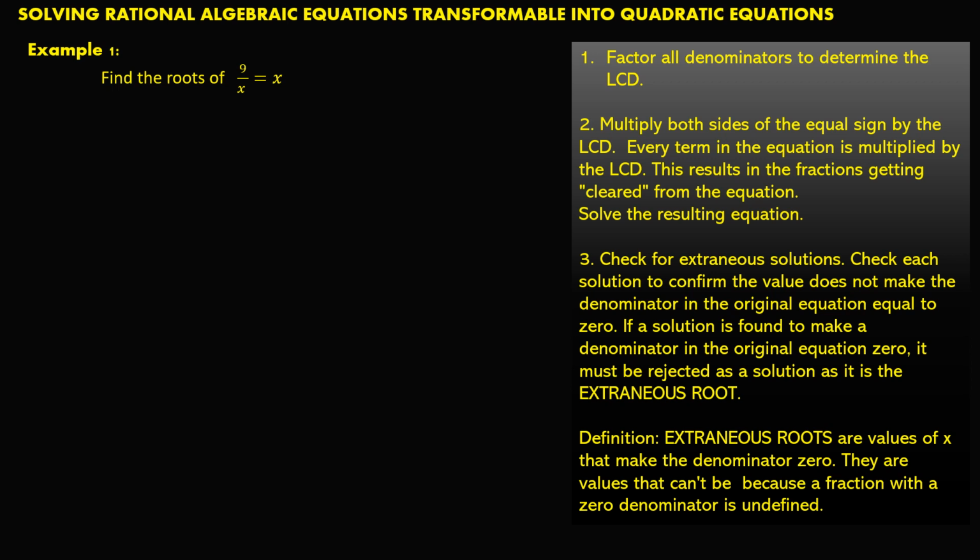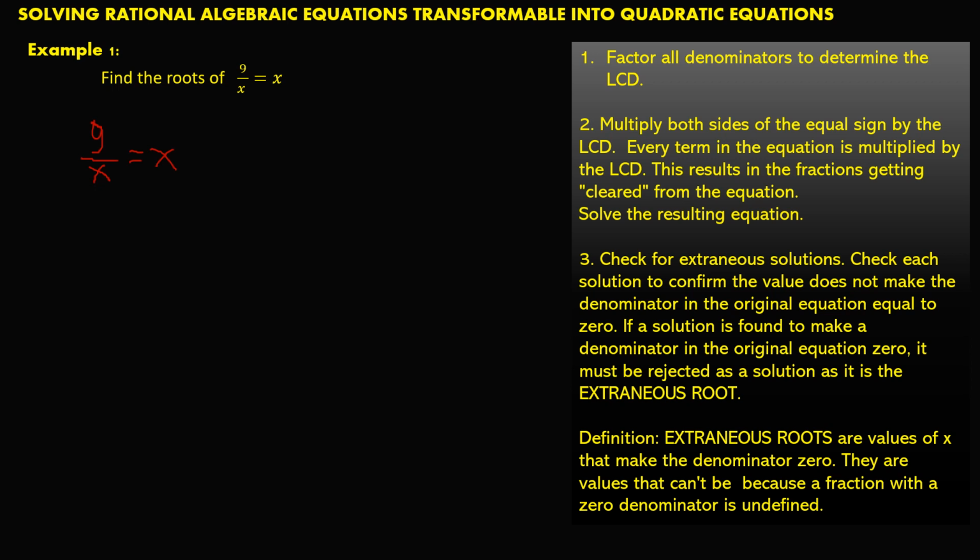Okay, now let's try to solve rational algebraic equations transformable into quadratic equations, and we will be guided by the steps at the right. So let's have this first example. Find the roots of 9 over x equals x. The first step is factor all denominators to determine the LCD. But in this case, we don't have a denominator except x, so we just have to rewrite 9 over x equals x.